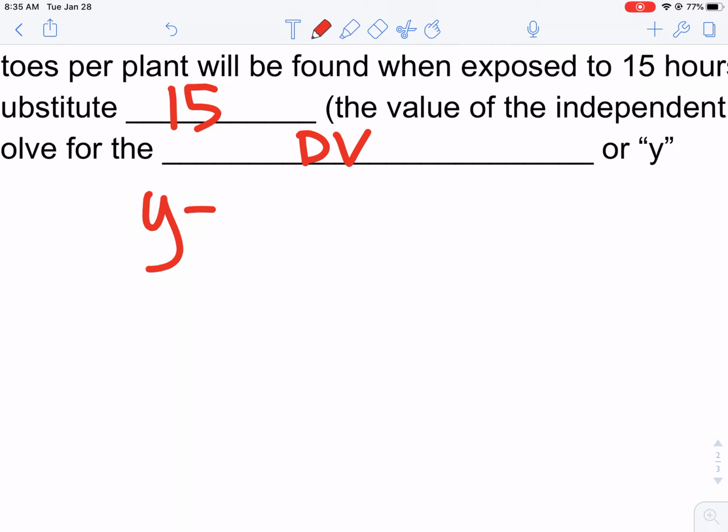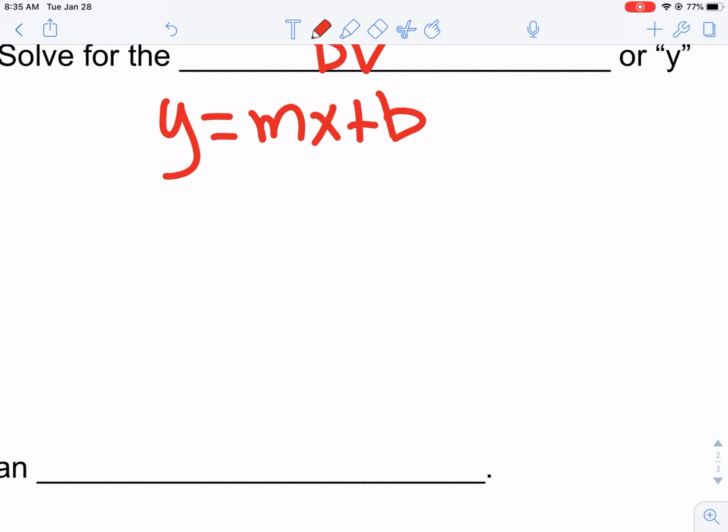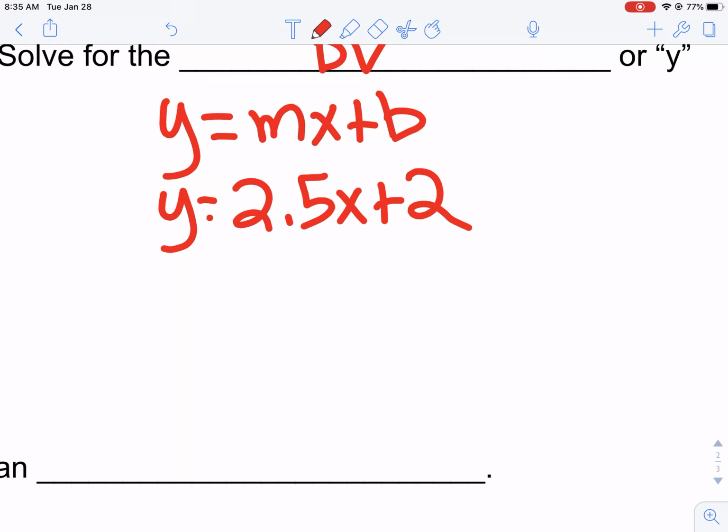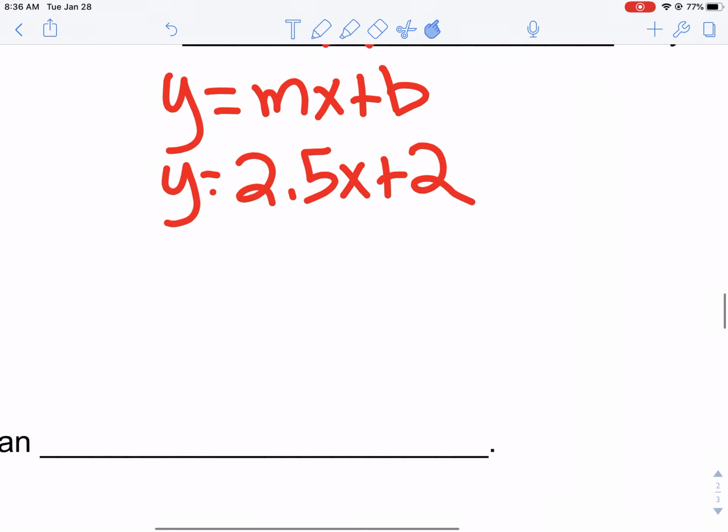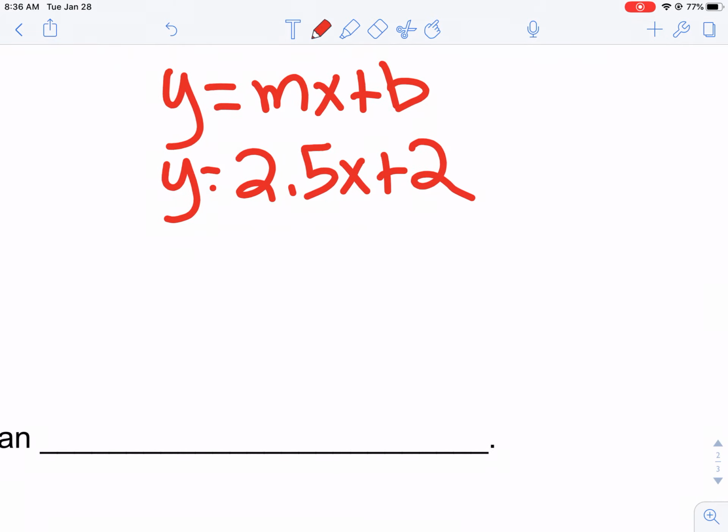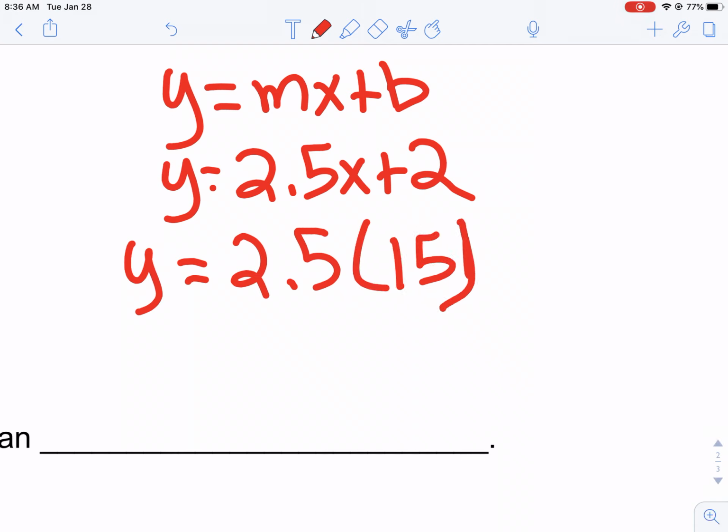Let me just write it here. Y equals mx plus b. That's the basic linear expression, but we have y equals 2.5x plus 2. That's the equation for this specific graph. And we are now going to input 15 hours of sunlight exposure. That's our independent variable, so we're going to plug that in for x. Y equals 2.5 times 15 plus 2, and then we just solve. 2.5 times 15 plus 2 is 39.5.